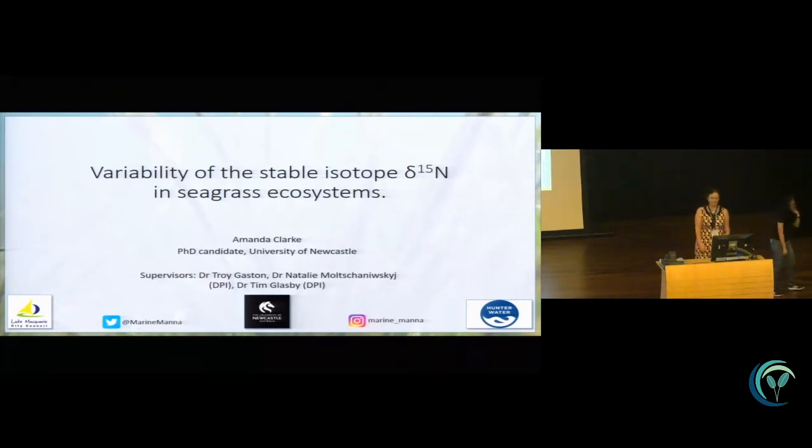My heading is a little misleading from what's in the program, but it's still the same thing that I'm talking about. So I'm talking about the variability of the stable isotope delta 15N in seagrass ecosystems.